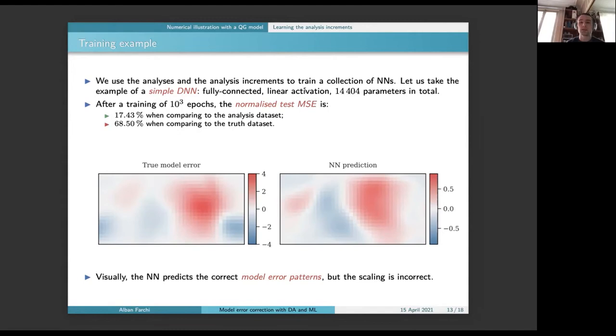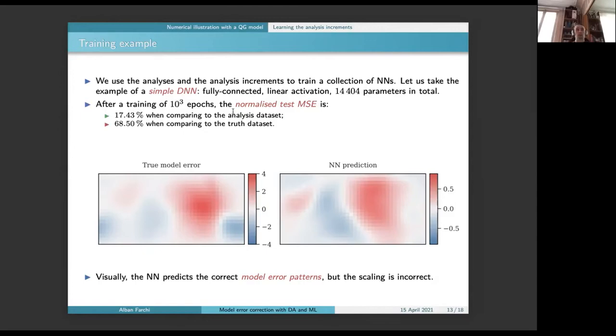So we take a simple dense neural network, which has only fully connected layers, linear activation functions, and the number of parameters is about 14,000. So we train the model using the analysis and the analysis increments. We train for 1,000 epochs, and then we compute the normalized test mean square error. And we obtain about to the analysis dataset.